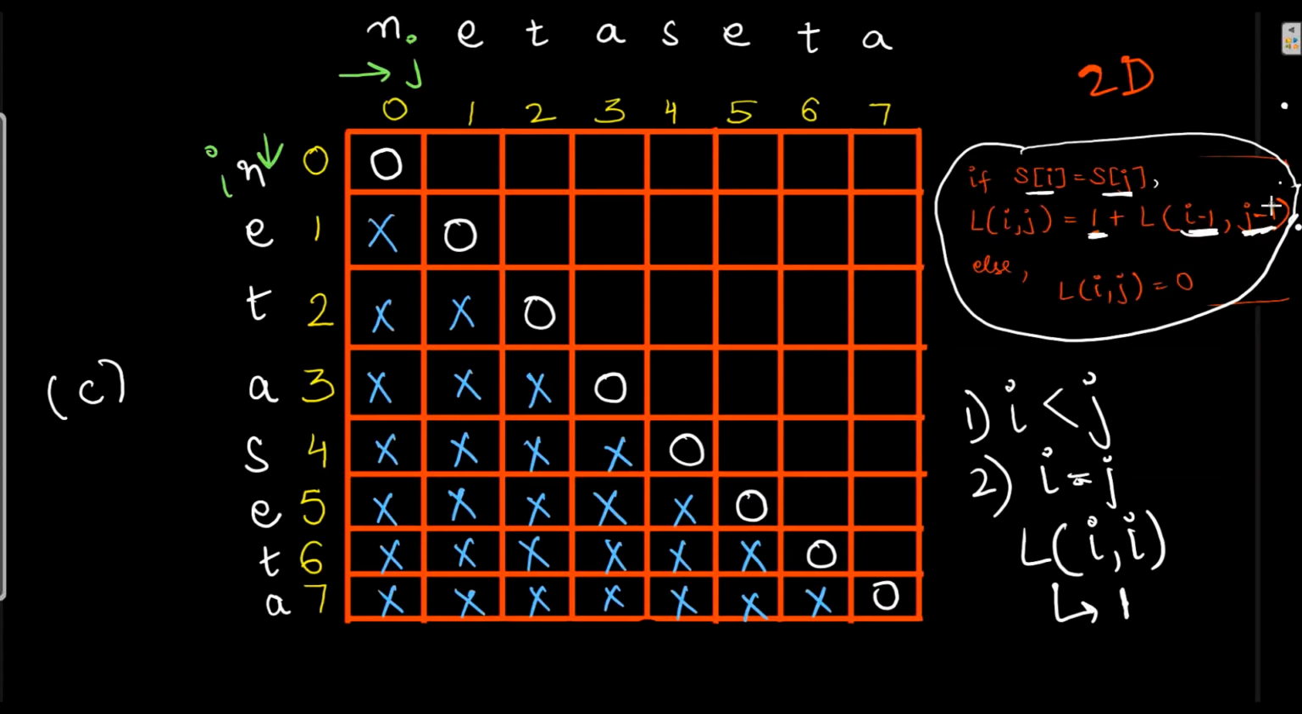Let's see over here. So I need to match whether n is matching with e. No. As n is not matching with e, I'll put here 0 as it is. Now I'll be checking for n. Is n matching with t? No. So I'll put 0 over here. Similarly, is n matching with a? No. So I'll put 0 over here. Similarly, it's not matching with s, neither a, neither t nor a.